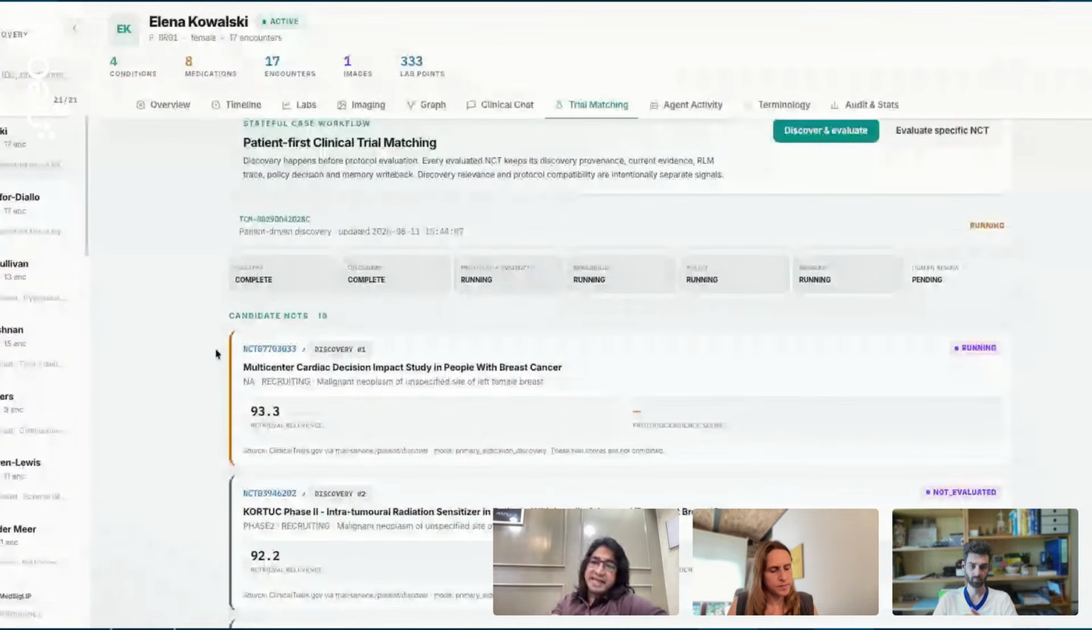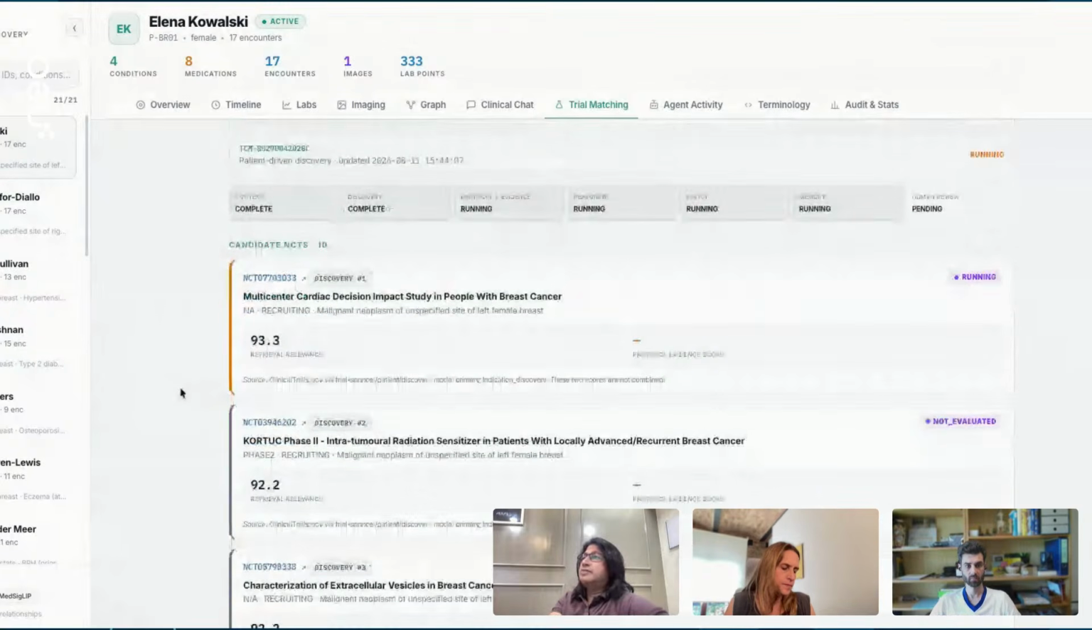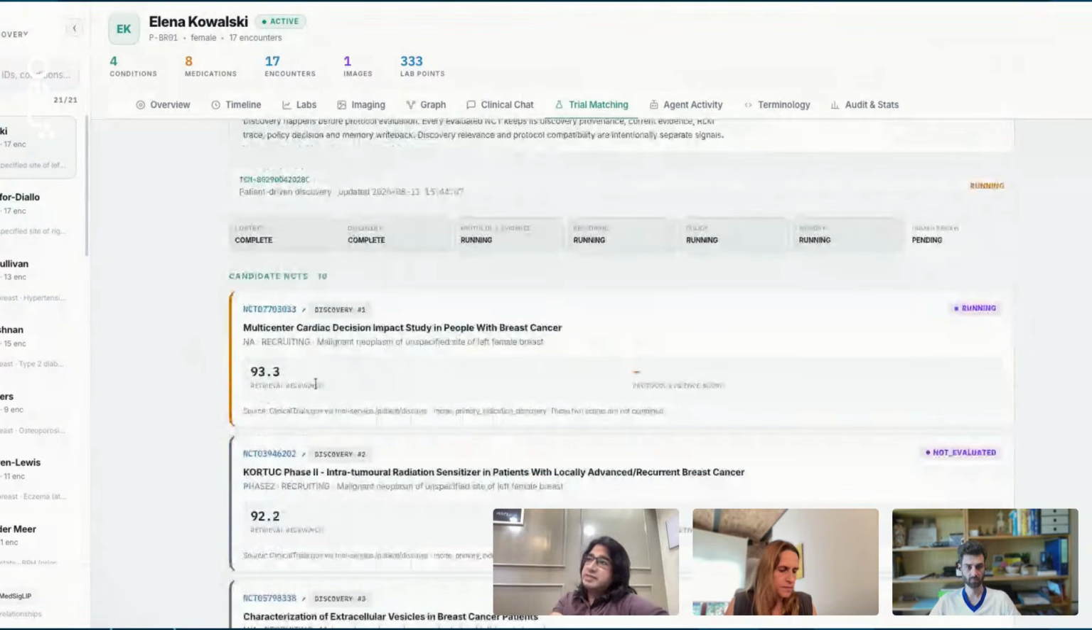is candidate NCTs. NCT means National Clinical Trial IDs. These are clinical trials published by the government of the US, and it is one of the largest registries when it comes to clinical trials. These are the clinical trial IDs, and this number is the retrieval relevance for this particular patient. When we say retrieval relevance, we are also looking at whether it is recruiting, and what phase it is recruiting or including. If it is there, it is fine.